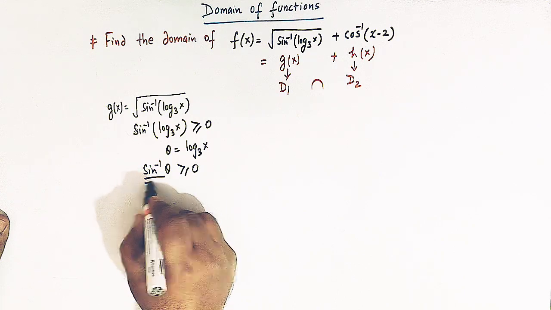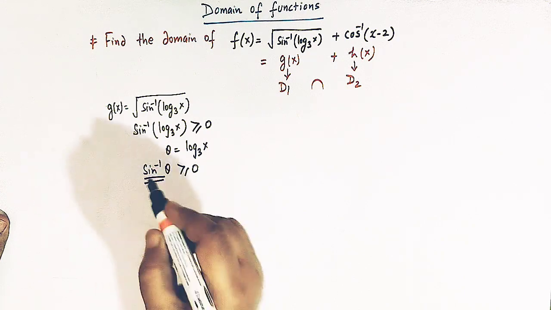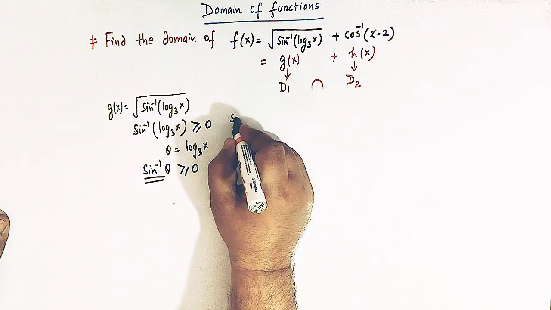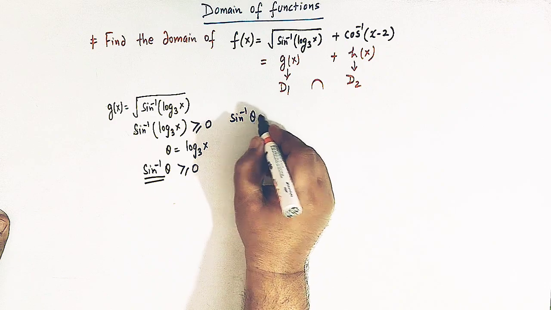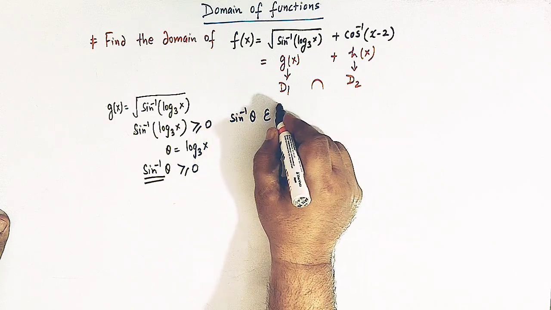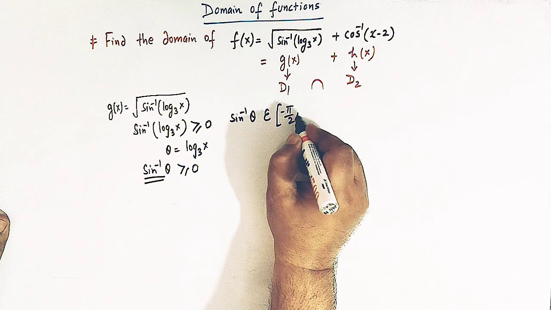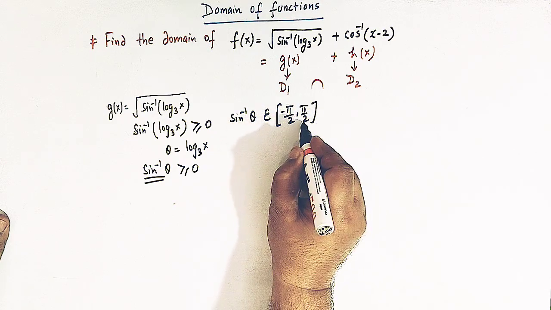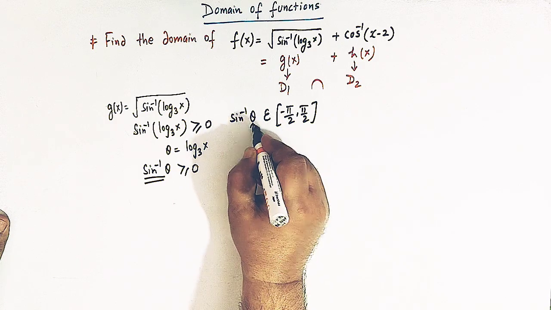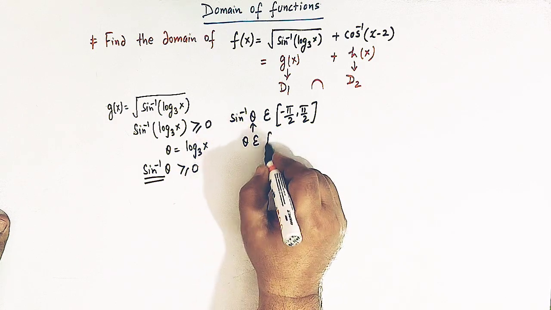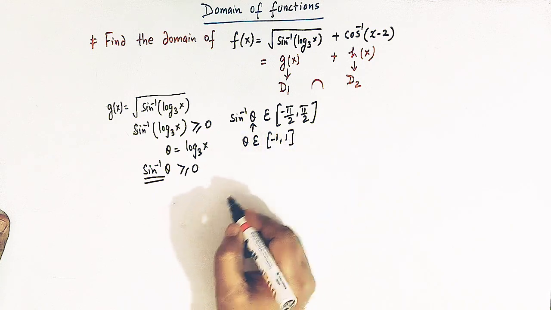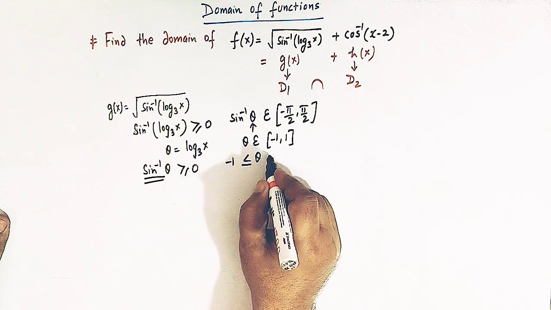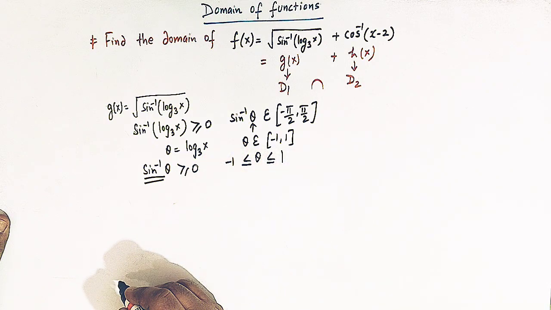Now here we have the inverse function. Now see, from inverse trigonometric functions, we know that the principal value branch of sine inverse theta belongs to the interval minus pi by 2 to pi by 2, including both these numbers, right? And this theta belongs to the interval minus 1 to 1. So it implies that theta must be greater than or equal to minus 1 but less than or equal to 1, right?